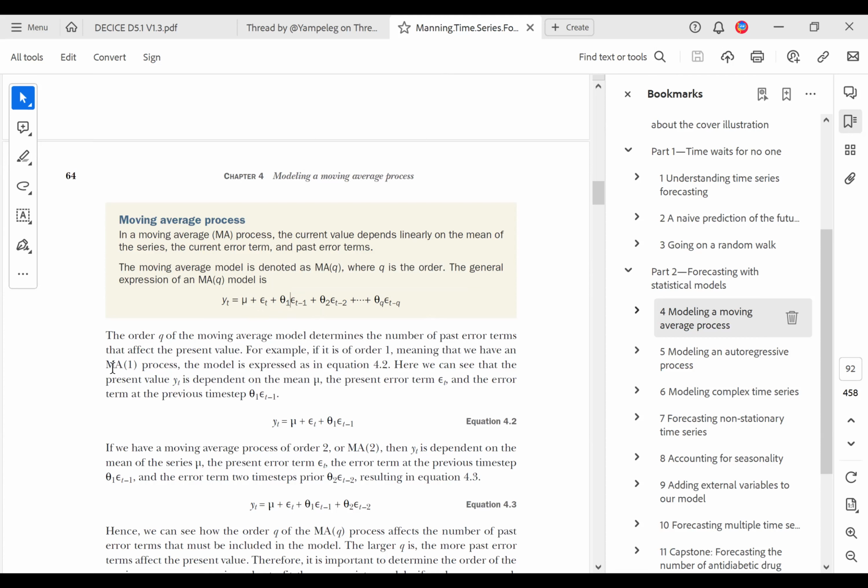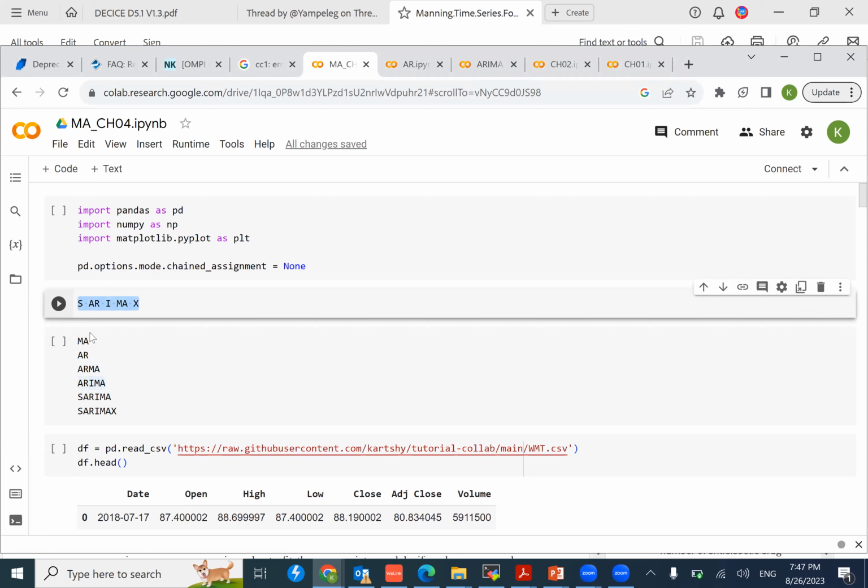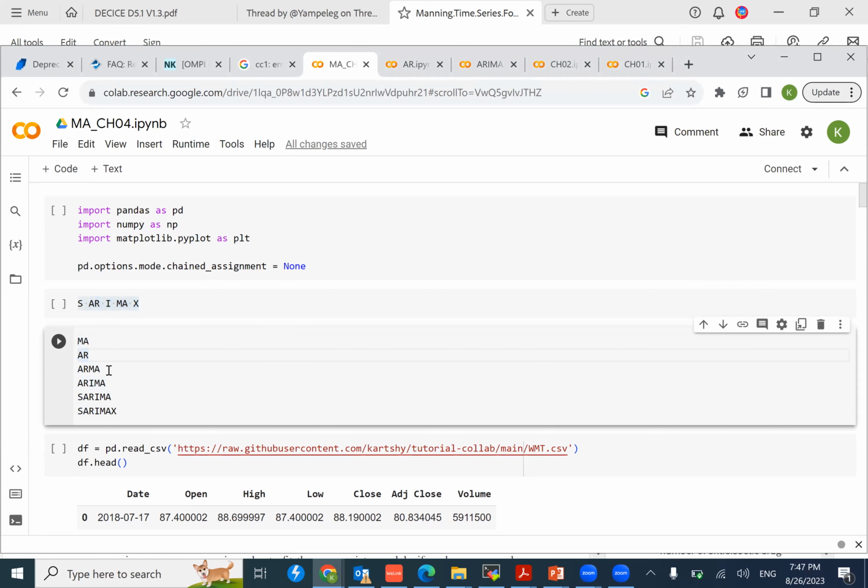For example, in an MA1 process, the current value is the mean plus the current error term, plus theta times the previous error term. It's a combination. Similarly, we can expand to MA2, MA3, whatever you want. With this SARIMAX, we are going from MA, then we'll go to AR, then ARIMA, SARIMA, and SARIMAX. That's primarily what we'll follow.